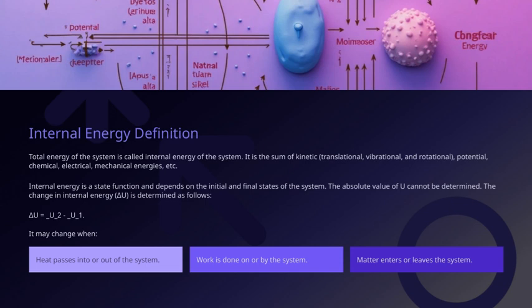Now, the total energy contained within a system is called its internal energy. It's made up of various forms of energy: kinetic energy from translational, vibrational, and rotational motions, potential energy, chemical energy, electrical energy, and mechanical energies, among others. Understanding internal energy is fundamental because it encompasses all these different energy forms within a system. It helps us analyze energy exchanges during processes, which is central to thermodynamics and the overall theme of energy analysis in systems.